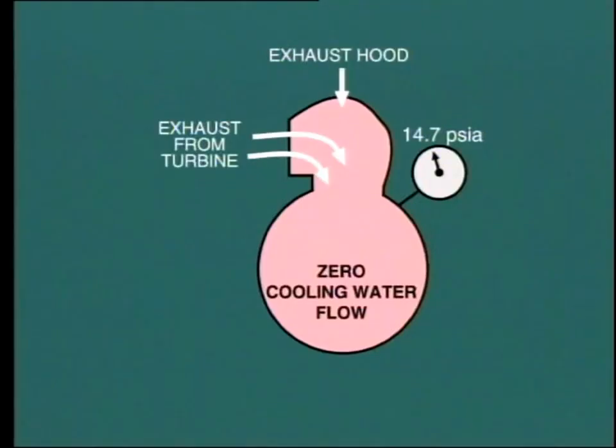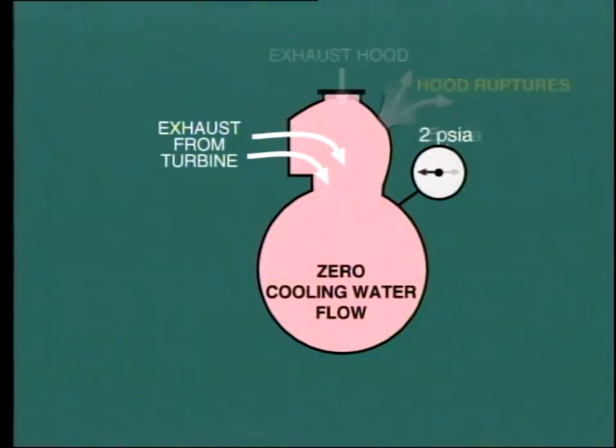While we're talking about back pressure at the turbine exhaust, let's consider what would happen if during a startup we passed steam through the turbine before establishing cooling water flow through the condenser. Well, the steam entering the condenser would not condense and consequently would build up pressure eventually to such a level as to rupture the exhaust hood.